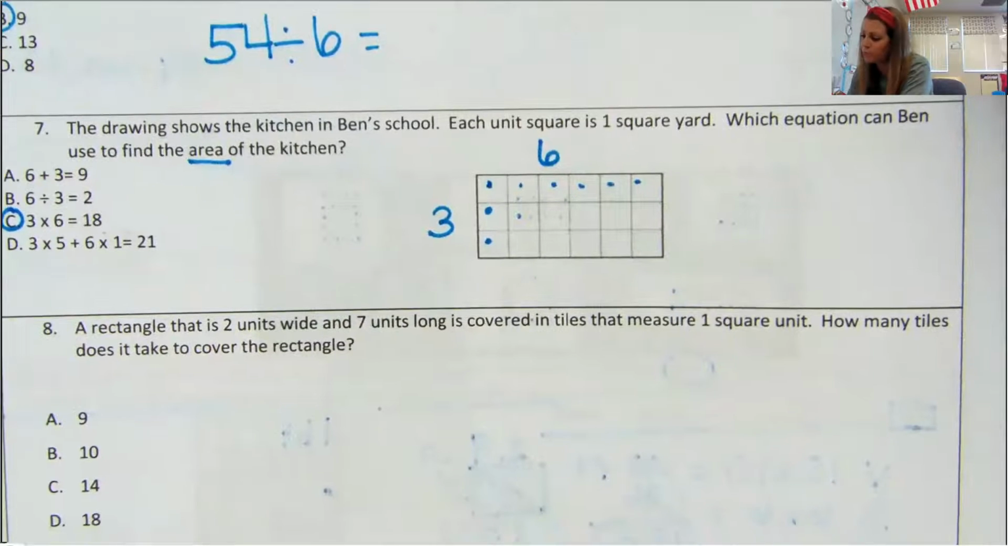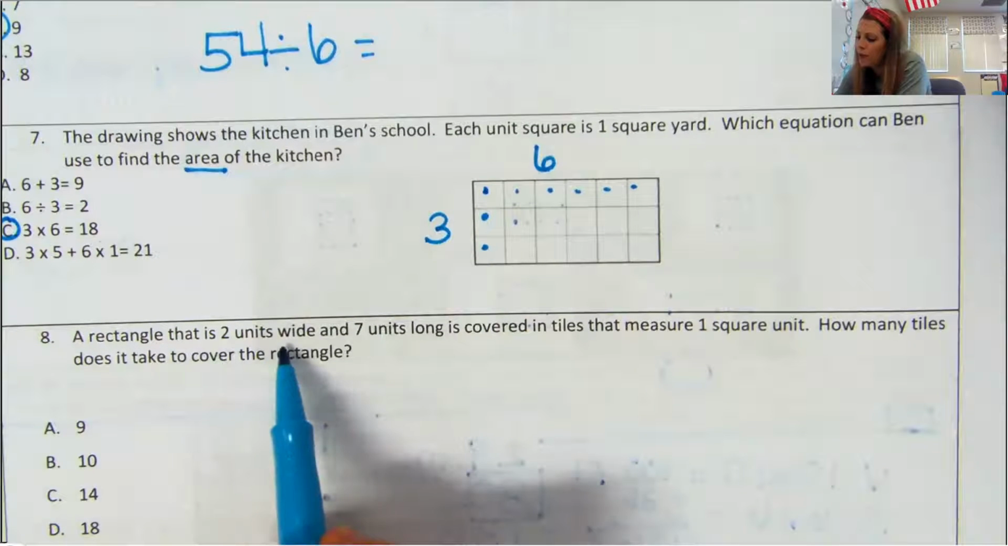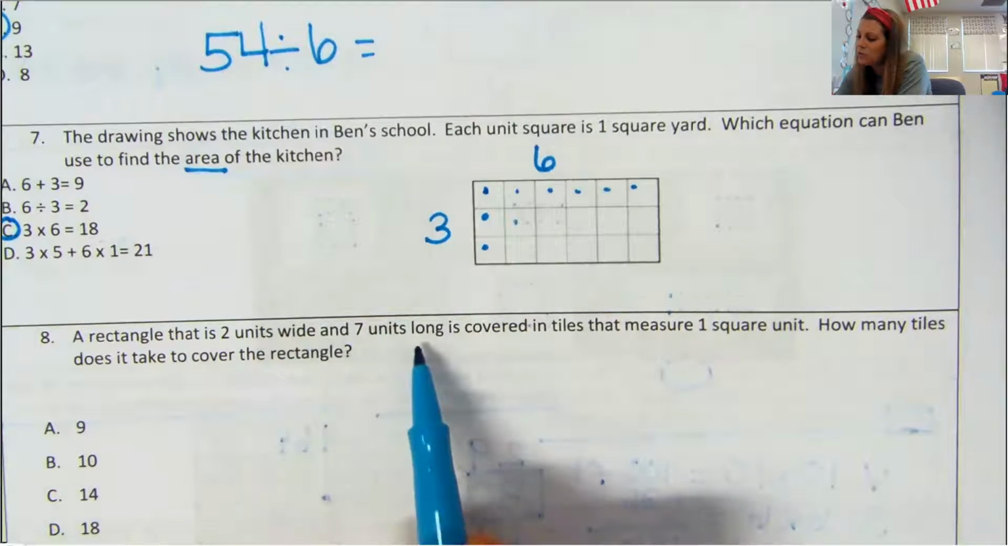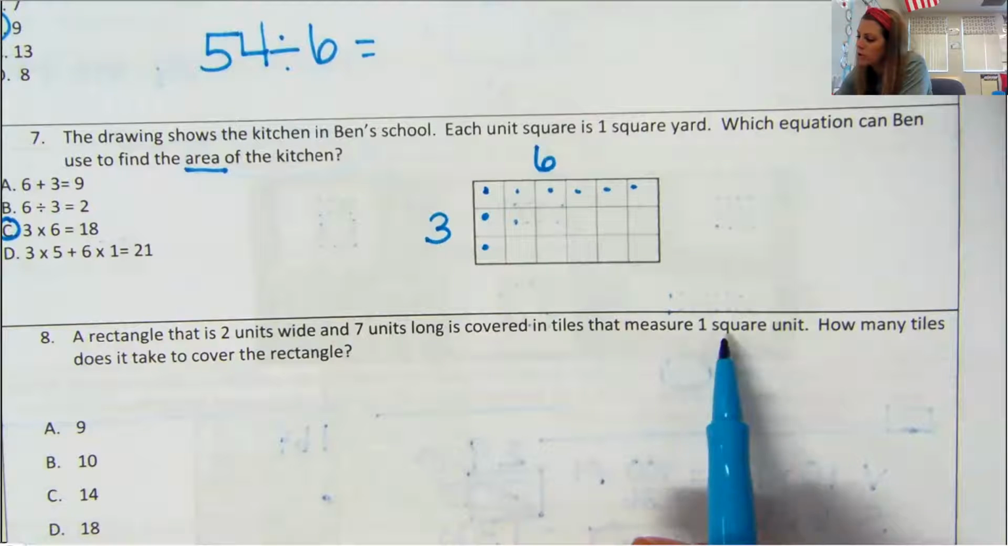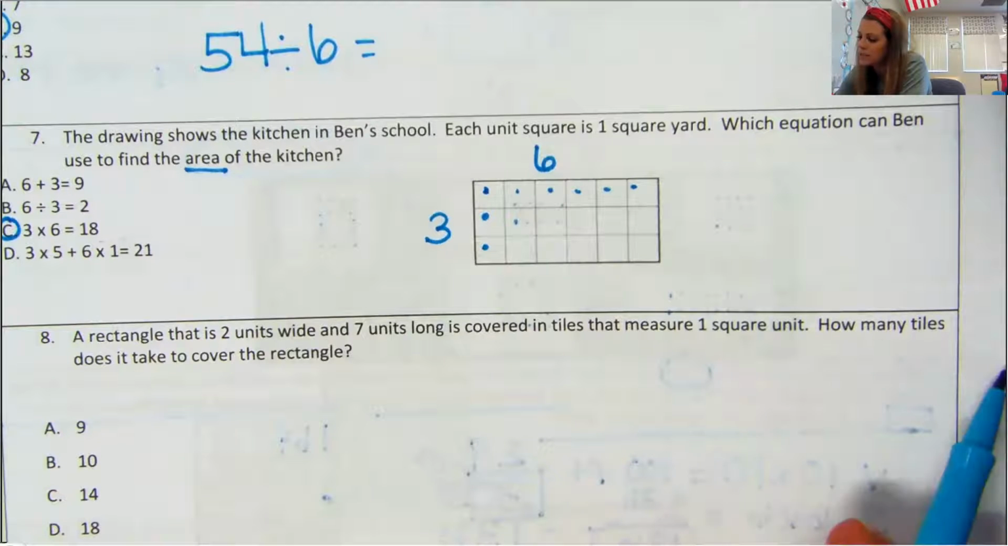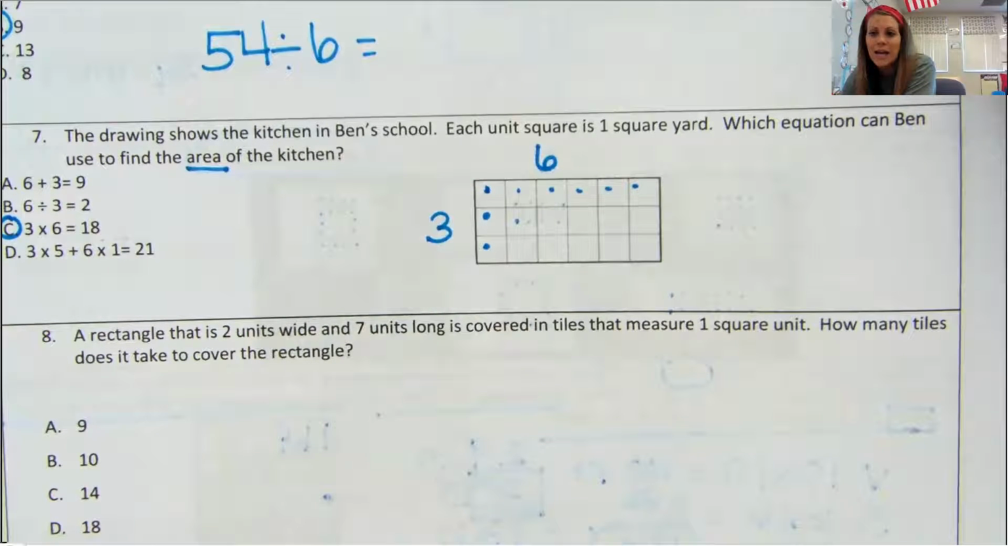3 more to do. A rectangle that is 2 units wide and 7 units long is covered in tiles that measure 1 square unit. How many tiles does it take to cover the rectangle? Again, length times width or width times length. Go ahead and pause the video and solve your answer.